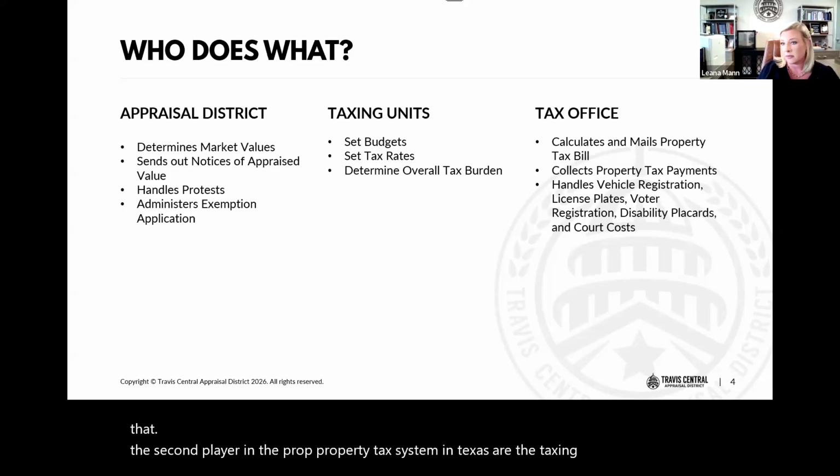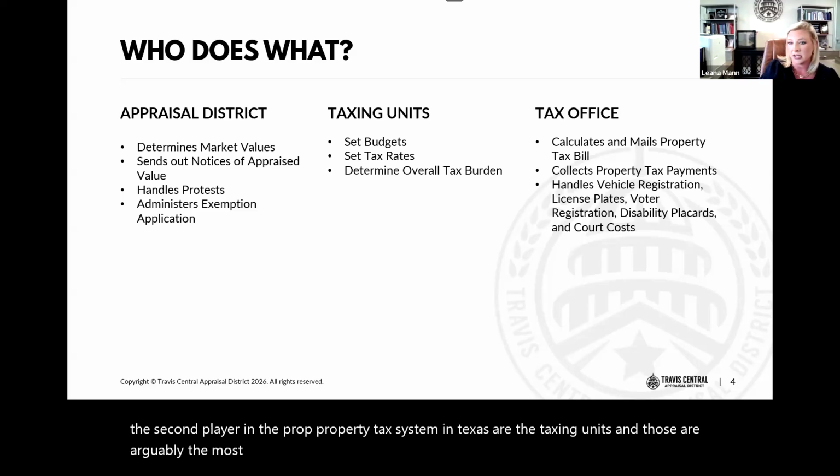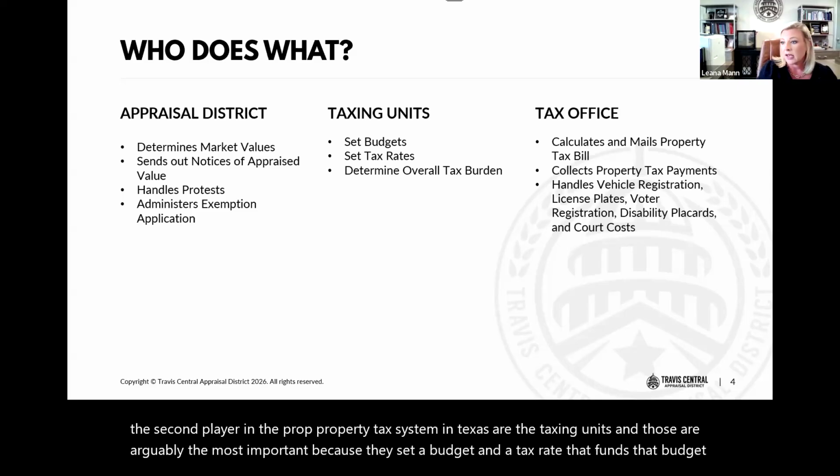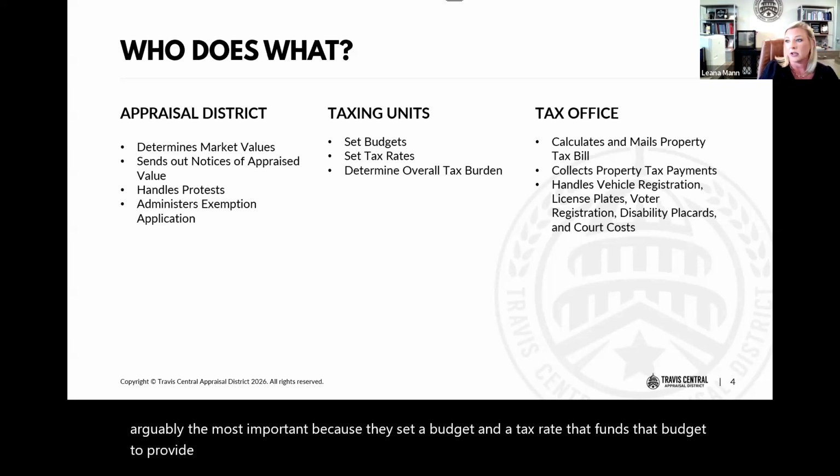The second player in the property tax system in Texas are the taxing units. And those are arguably the most important because they set a budget and a tax rate that funds that budget to provide services. And ultimately, they're the ones determining your overall tax burden.